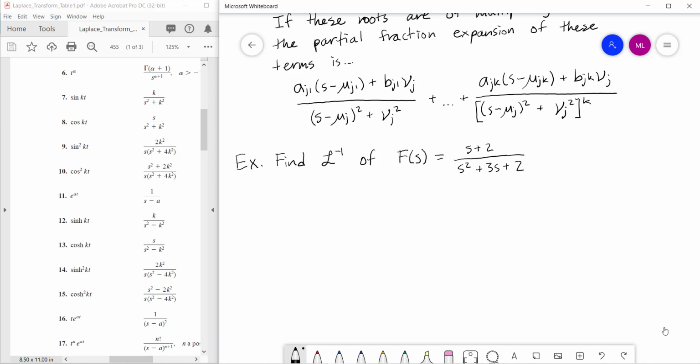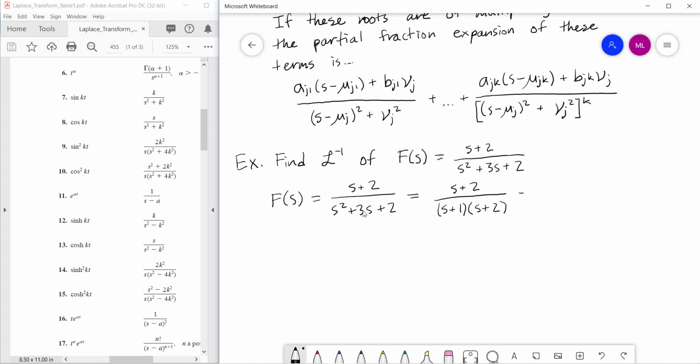Okay, so in this case, what we want to do is work on the denominator first. So our F of s, I'm going to start by just rewriting it, s plus 2 over s squared plus 3s plus 2. We can rewrite that denominator by factoring it. I'm looking for 2 numbers that multiply to give me 2, add to give me 3. And so I think this is going to be s plus 1 times s plus 2. And this doesn't look too bad.